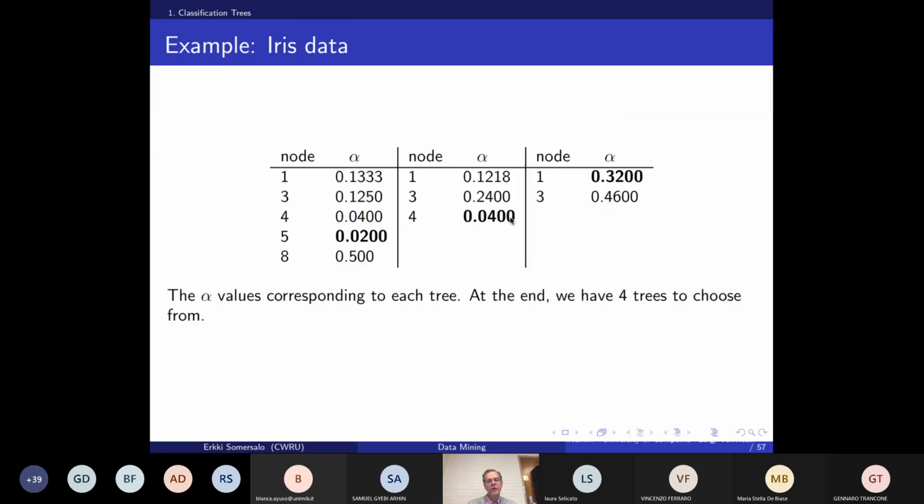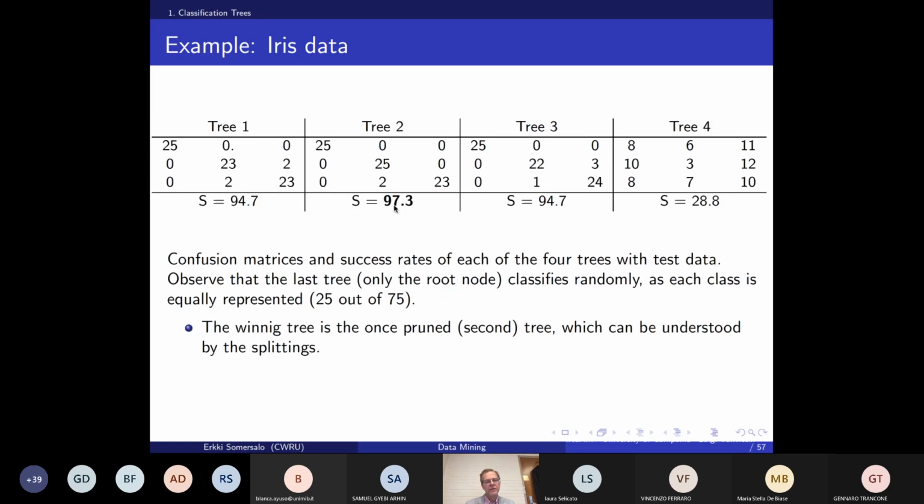But you don't have to look at this picture, you just calculate these alphas and you see which one is the way to cut, and then you test it with the test data and you see that this is the most efficient tree.